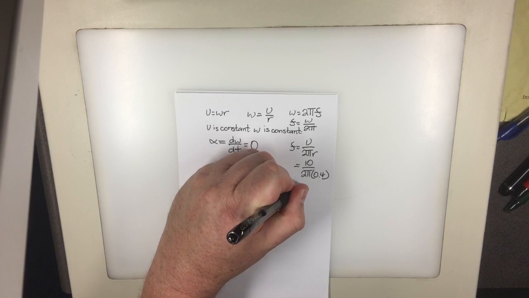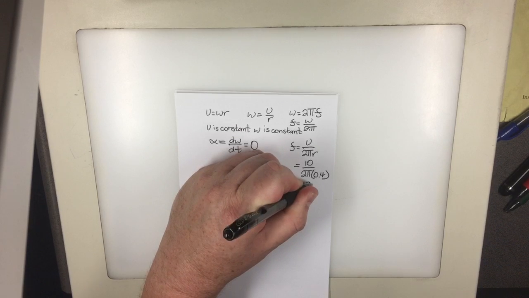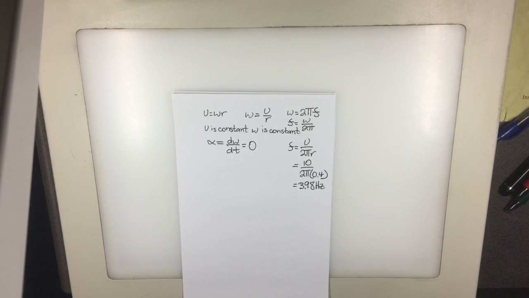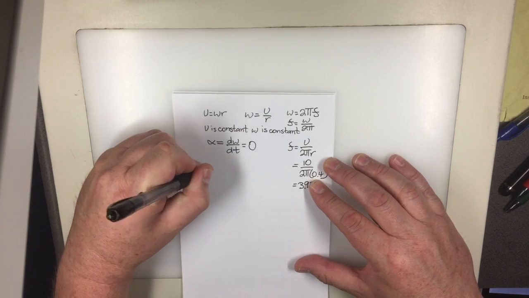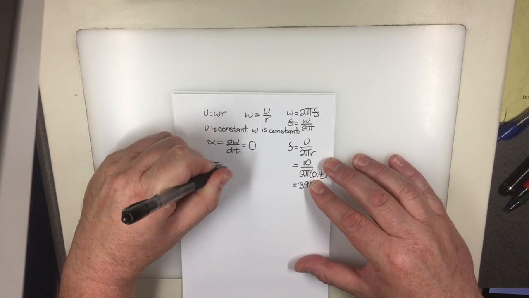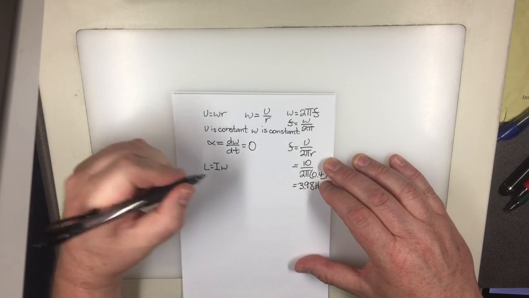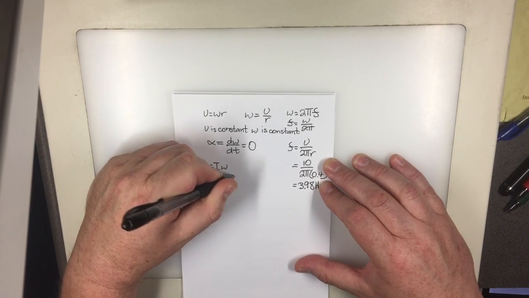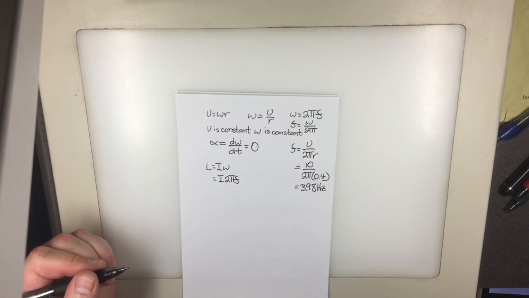So the frequency is 3.98 hertz. That's the frequency. We have alpha. All we need is angular momentum, L. L is I omega, or L is I 2 pi F. So we can change that. So all we need to know is I.